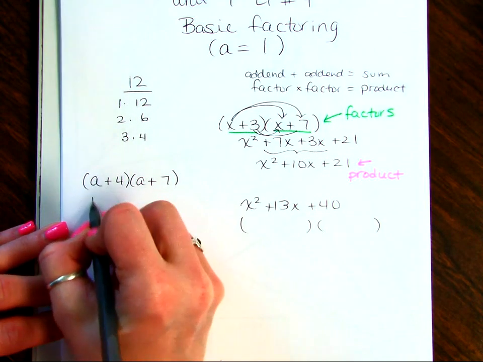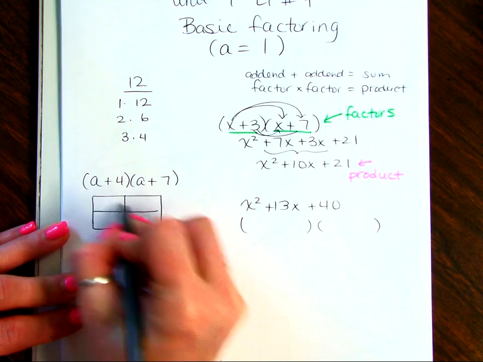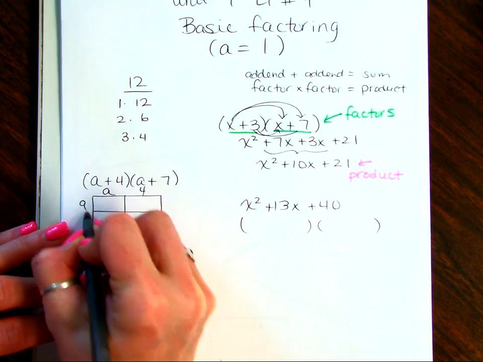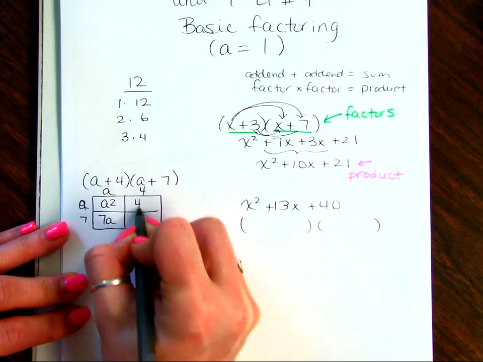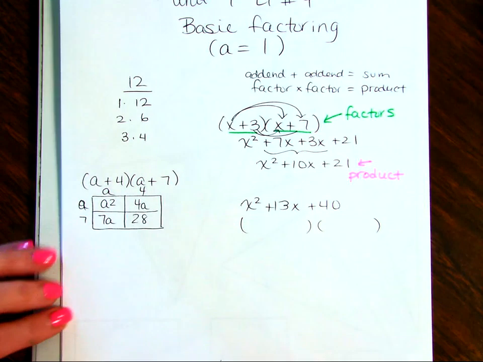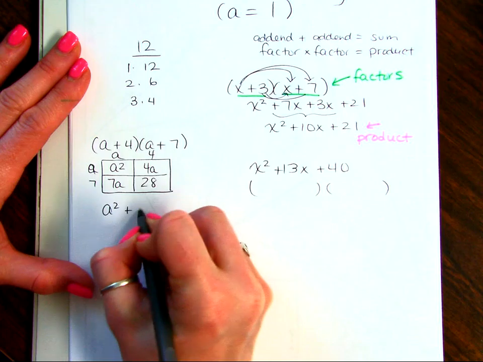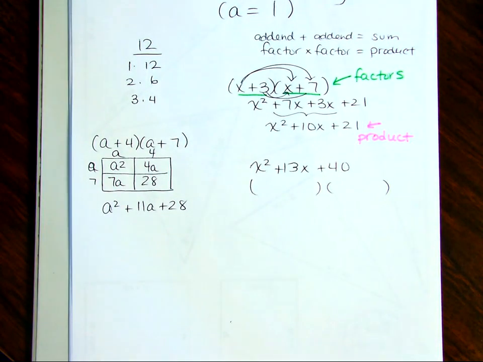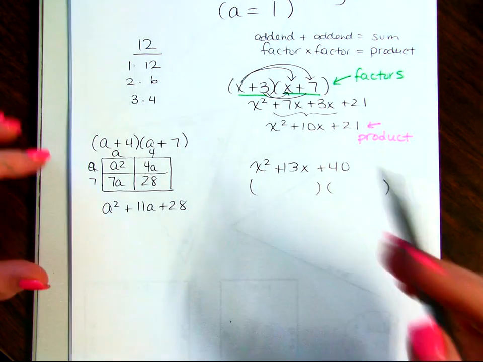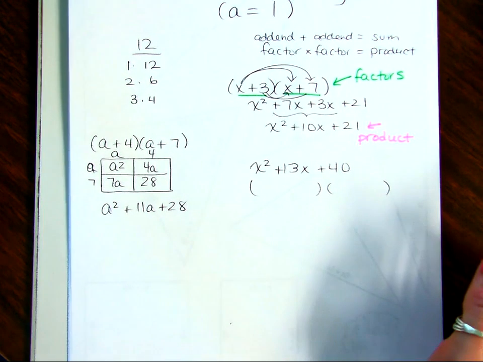So whether you did box or double distribute, you got an answer. You said A and 4, A and 7 gave you A squared, 7A, 4A, and 28. Right? And that answer was A squared plus 11A plus 28. Did anybody pick up on the fact that this step in this box, you probably could have skipped it?